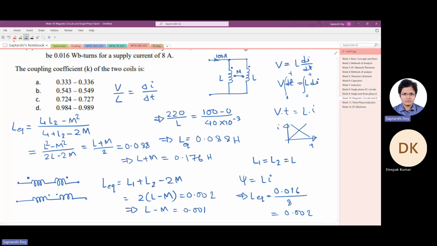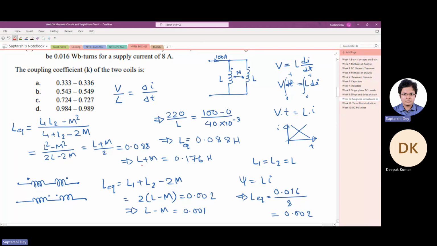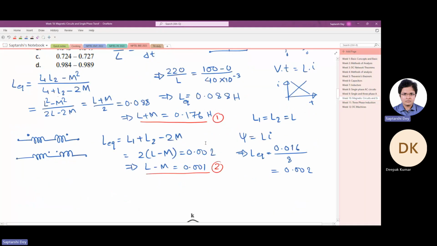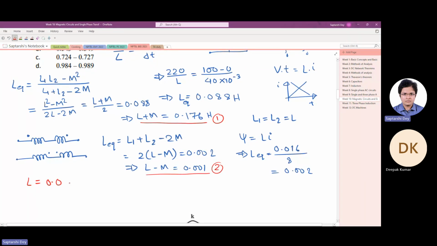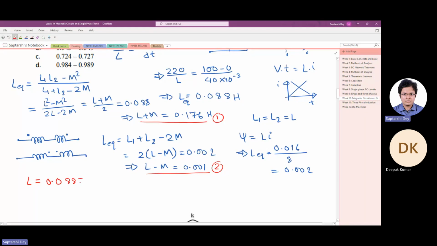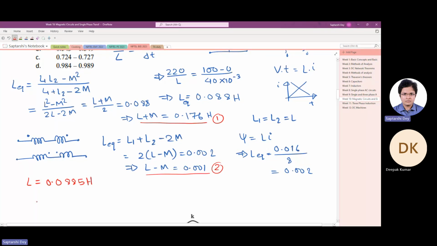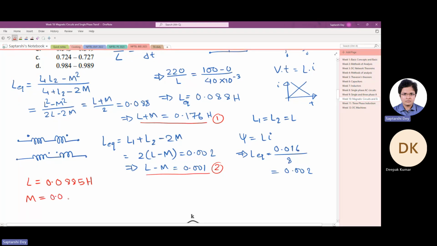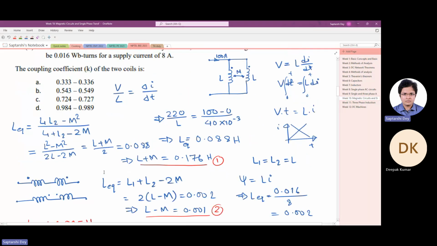So now we have two equations. One is this, another one is this. We can solve this very easily. So I'm just writing the final answers. L would become 0.0885 Henry and M would become 0.0875 Henry. The question is, coupling coefficient is how much?